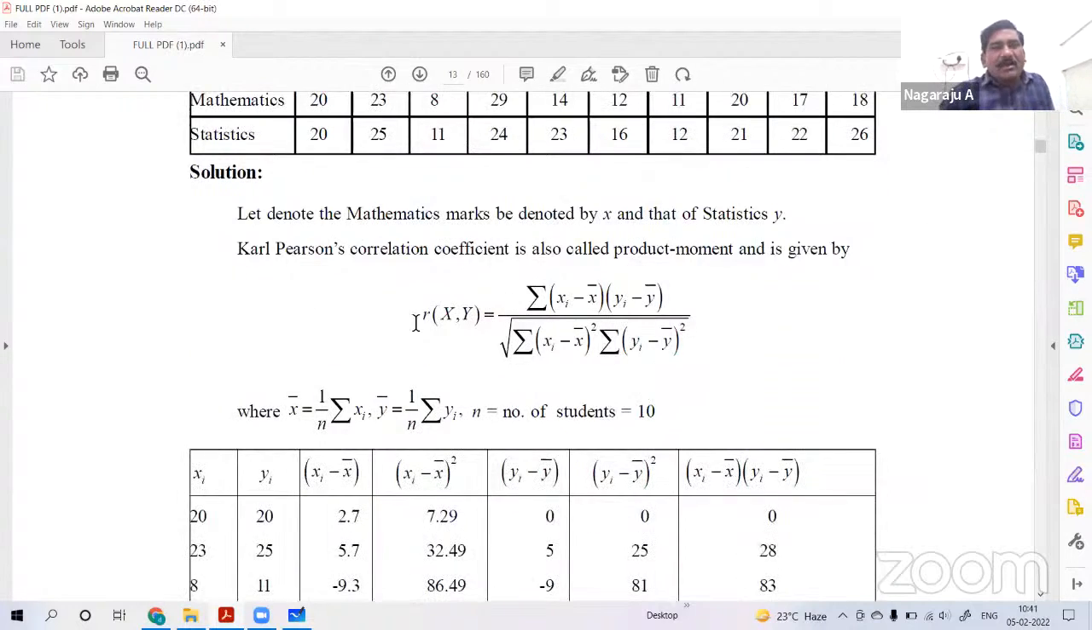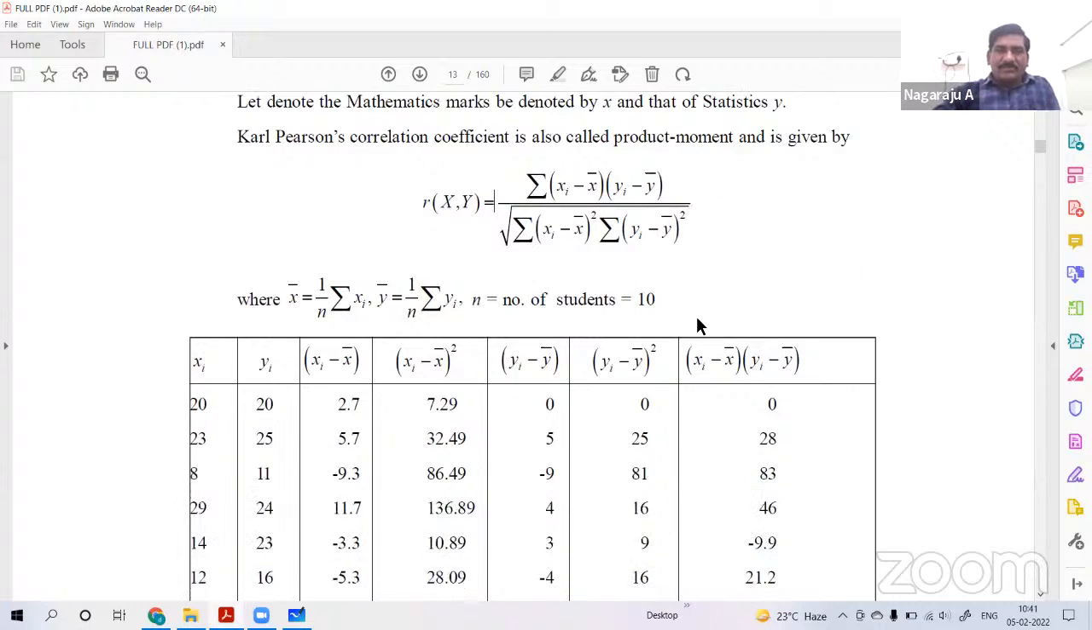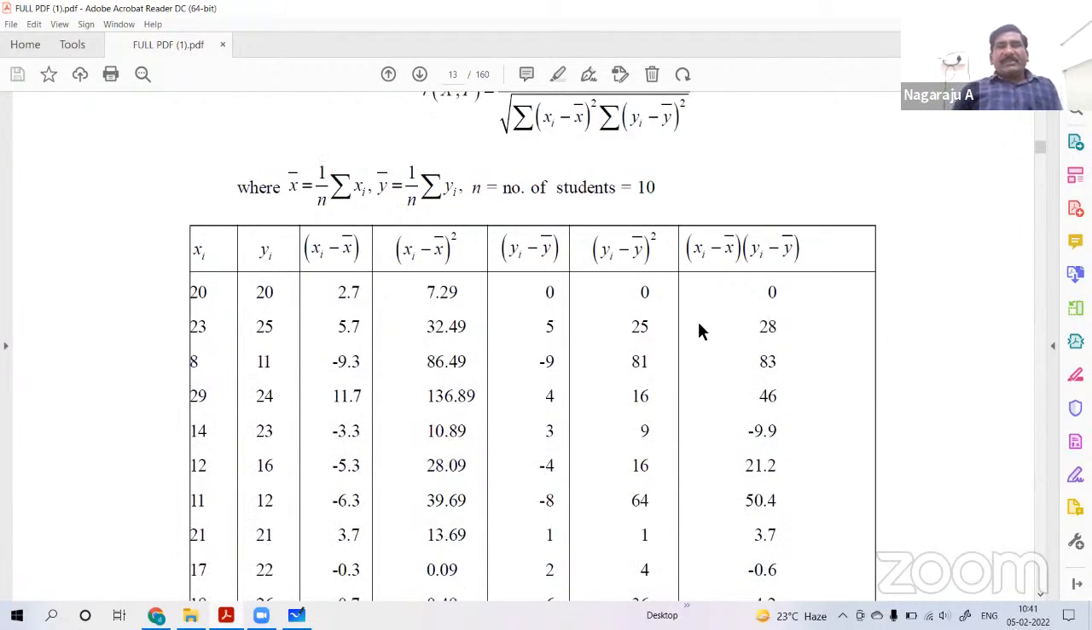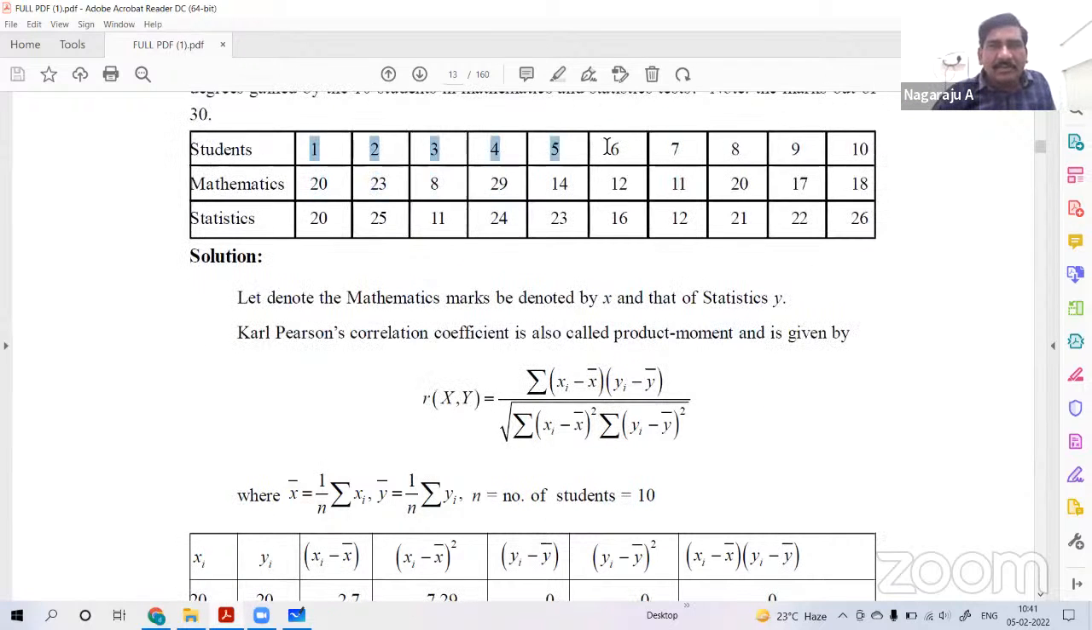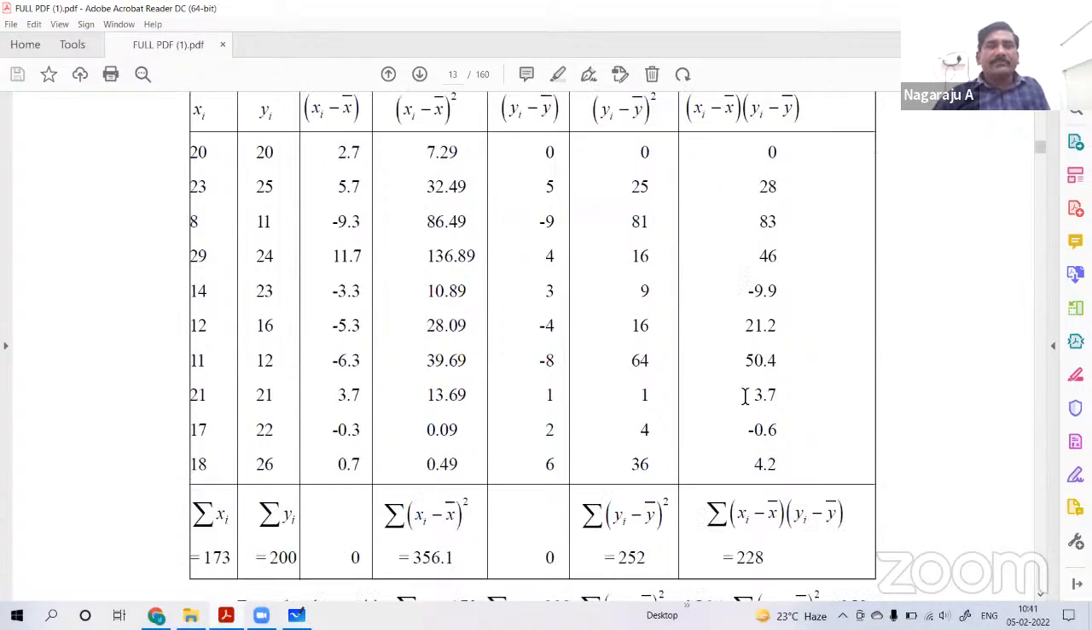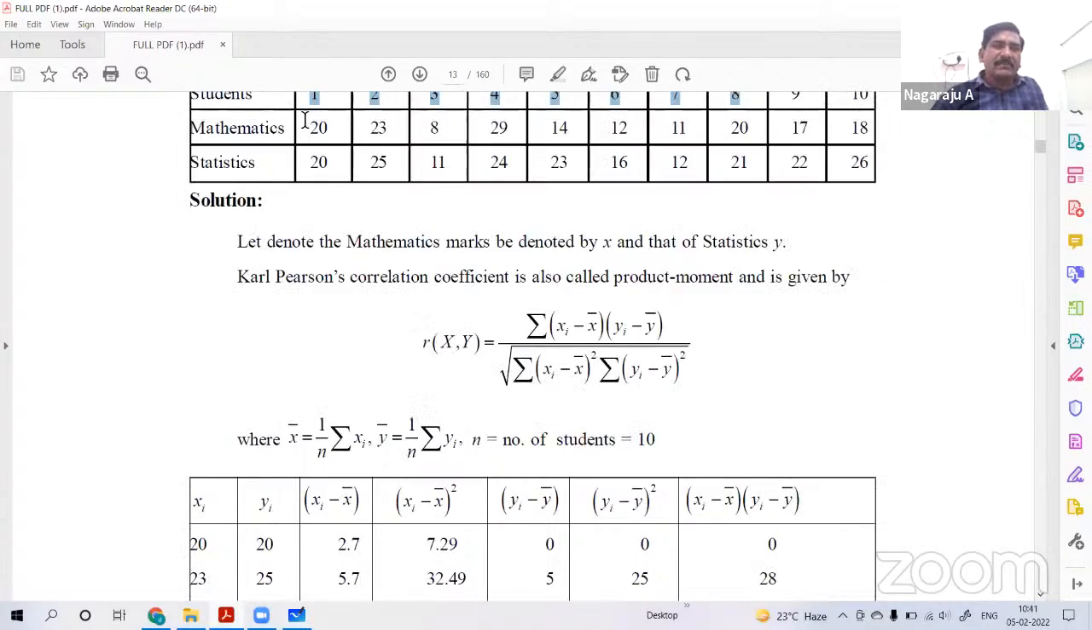So R of X comma Y equals summation Xi minus X bar into Yi minus Y bar, by root of summation Xi minus X bar whole square into summation Yi minus Y bar whole square. X bar equals 1 by n into summation Xi, and Y bar equals 1 by n into summation Yi, where n is the number of students, which is 10, because the count here is 1 to 10. So n equals 10. Take the X data in the first column and the Y data in the second column.